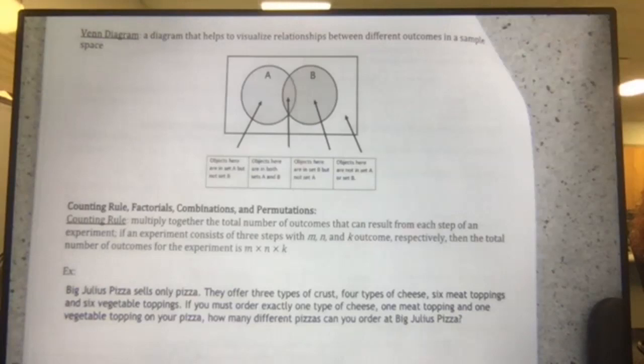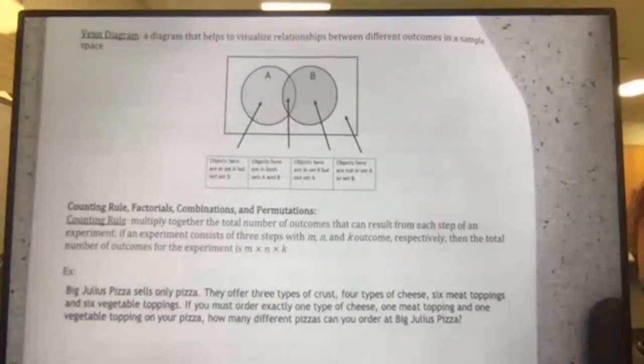Big Julius Pizza only sells pizza. They offer 3 different types of crust, 4 different types of cheese, 6 different types of meats, and 6 veggie toppings. If you order exactly 1 type of cheese, 1 meat, 1 vegetable on your pizza, how many different types of pizzas can you order at Big Julius?